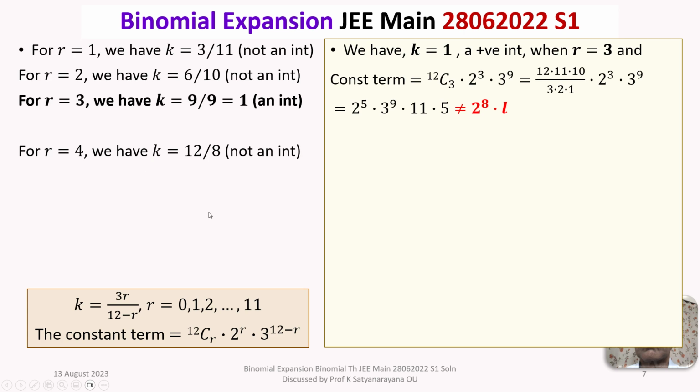We have k is equal to 12 by 8, which is not an integer. For r is equal to 5, it is 15 by 7 for k. It is not an integer.